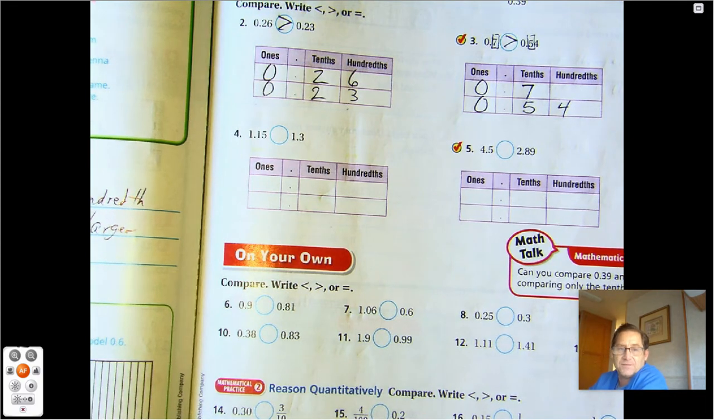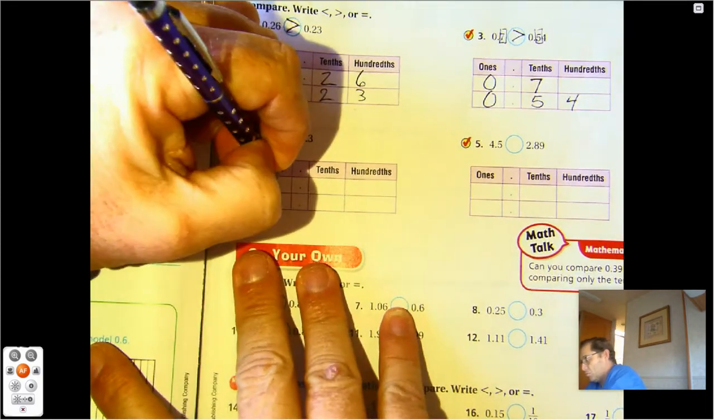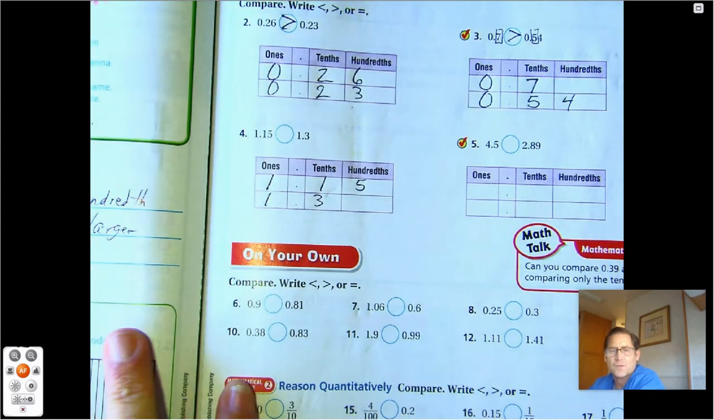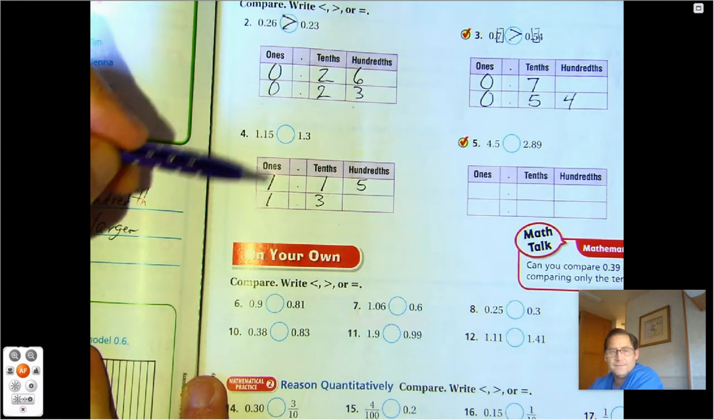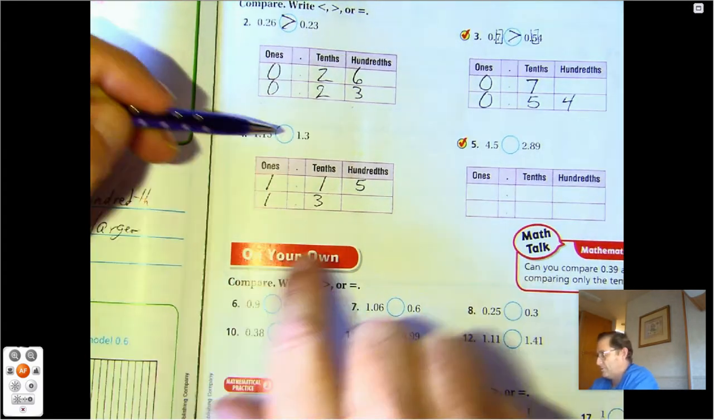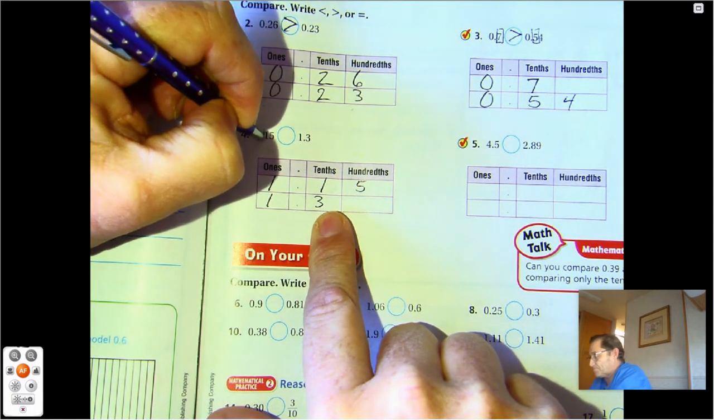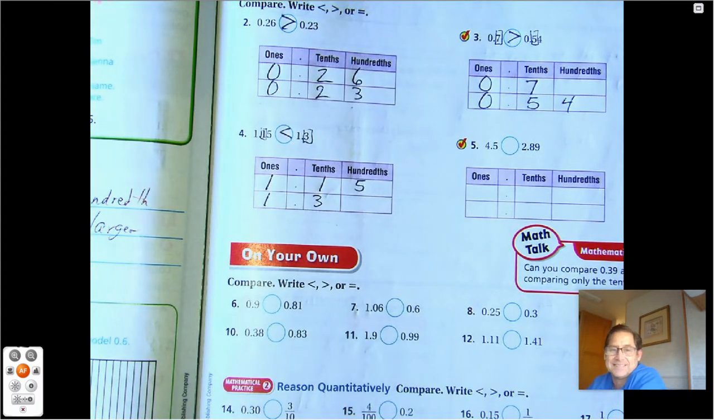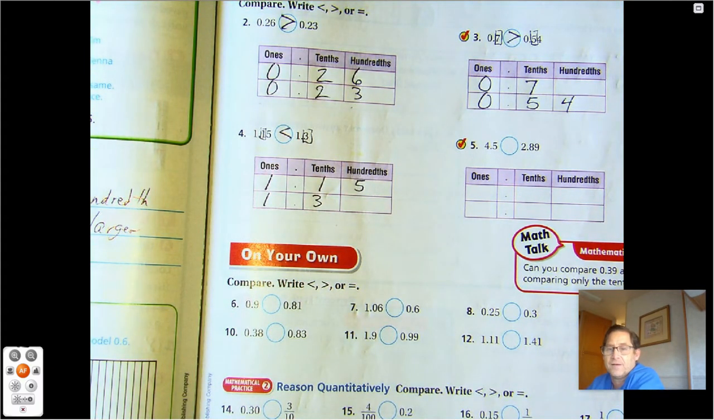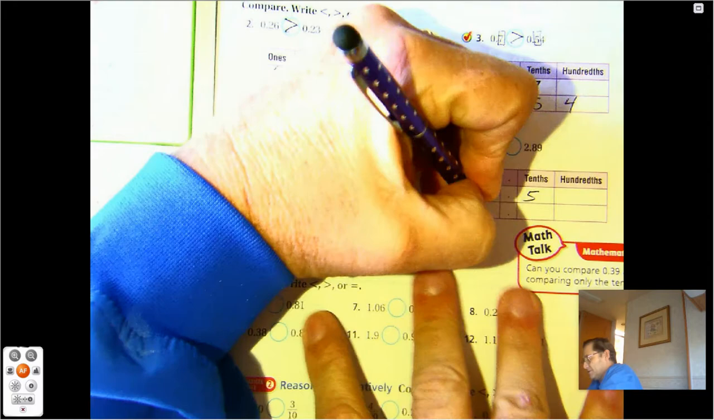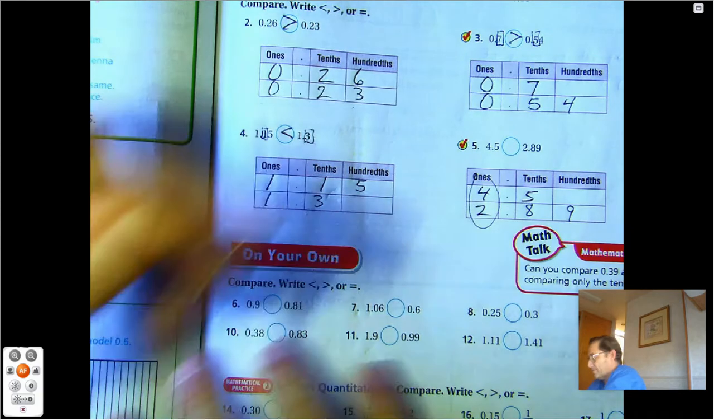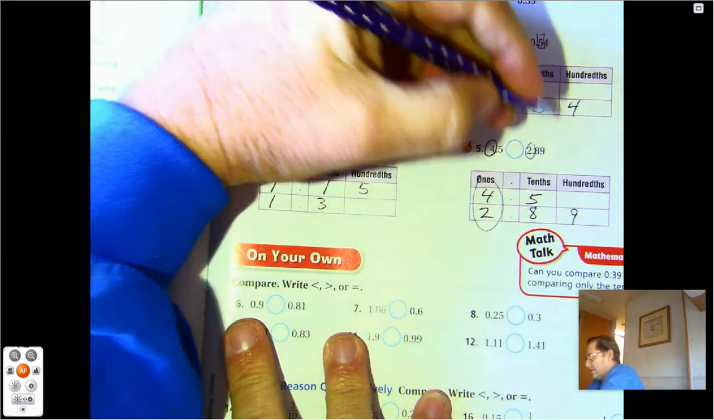1 and 15 hundredths compared to 1 and 3 tenths. They both have 1 one, so we have to go to the tenths. Well, the second one has 3 tenths. So 1 and 15 hundredths is less than 1 and 3 tenths. 4 and 5 tenths compared to 2 and 89 hundredths. Well, here we can just compare the ones. 4 ones is larger than 2 ones.